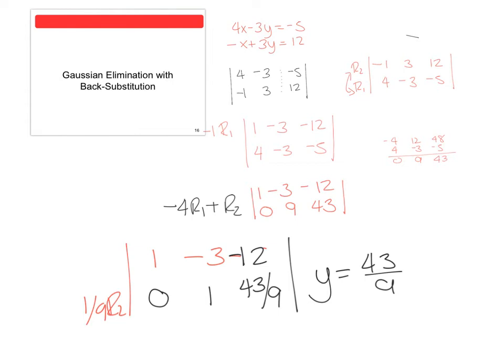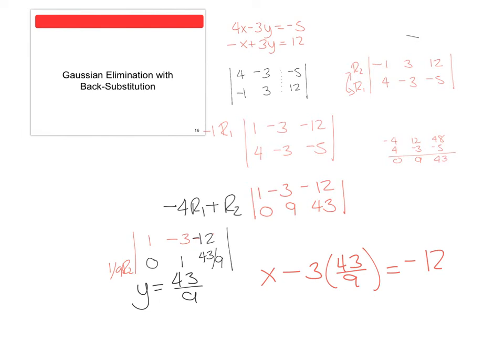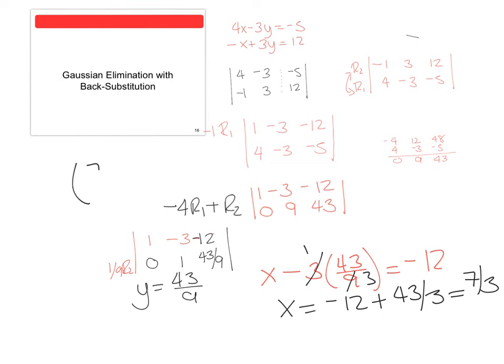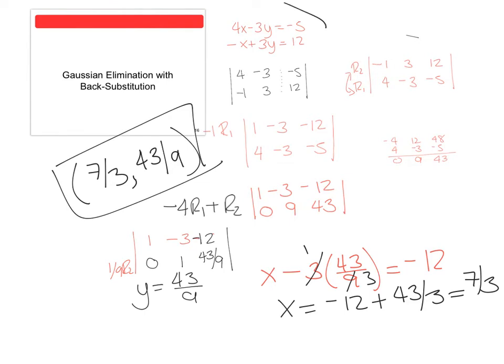I'm going to add that to 12, so this is what we have. I went ahead and wrote it out. This gives us 43 over 3. So x equals negative 12 plus 43 over 3 gives us, oh, okay, it's 7/3. So the solution to the system: x is 7/3 and y is 43 over 9. And make sure that you go back to the originals and it works out.